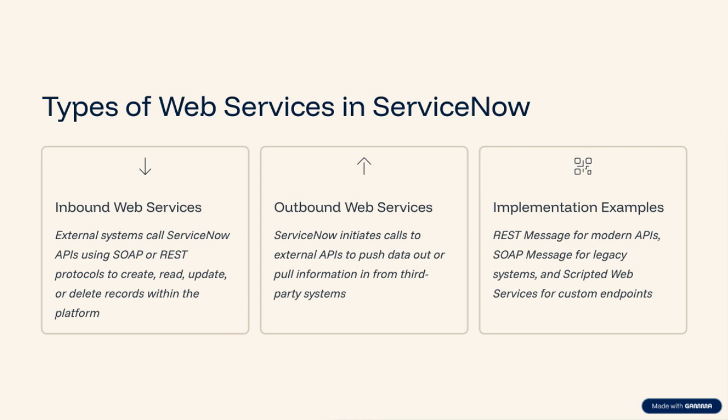On the flip side, external systems can also call into ServiceNow using web services, either SOAP or REST protocols, to create, read, update, or delete records within our platform. These are inbound web services, allowing external systems to interact with ServiceNow seamlessly. Overall, understanding these types of web services, outbound and inbound, is fundamental to building a robust, interconnected environment. They enable us to extend ServiceNow's capabilities, ensuring smooth data exchange across various systems and supporting our broader digital transformation goals.